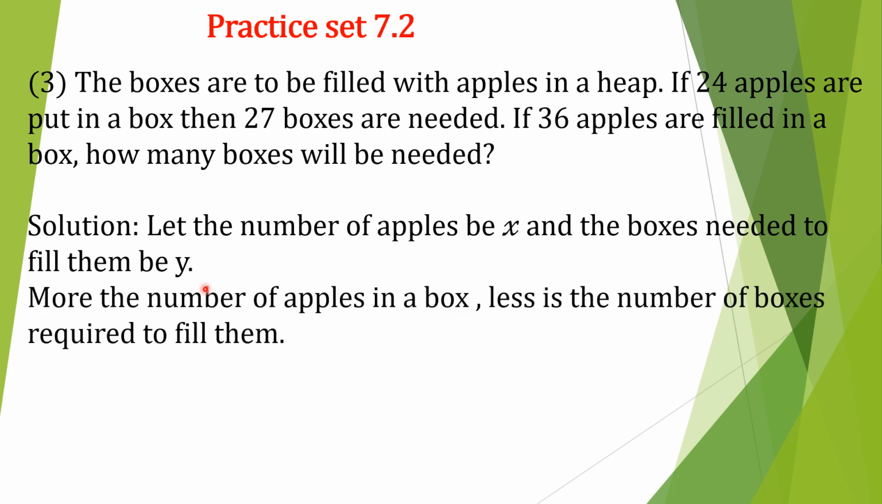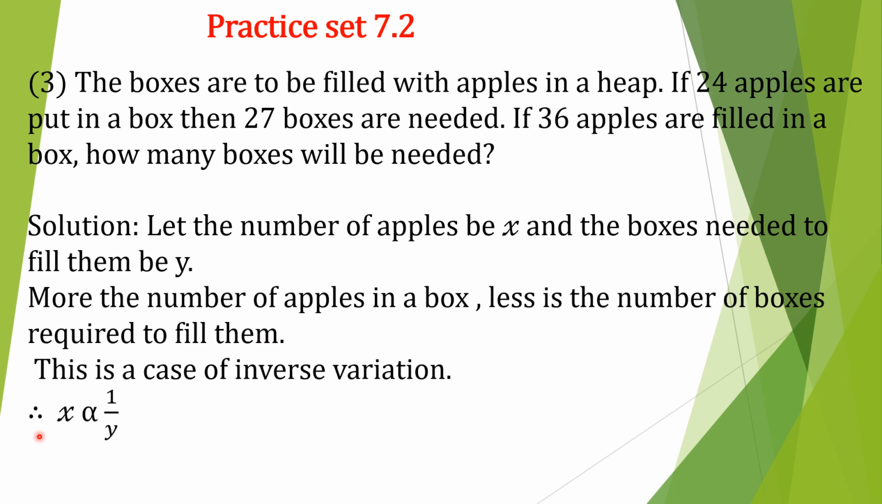As students you know, the more the number of apples in a box, the less is the number of boxes required to fill them. So this is a case of inverse variation. So let's write it down in symbolic manner. Therefore, x varies 1 upon y. That is, x varies inversely to y. It is written this way.